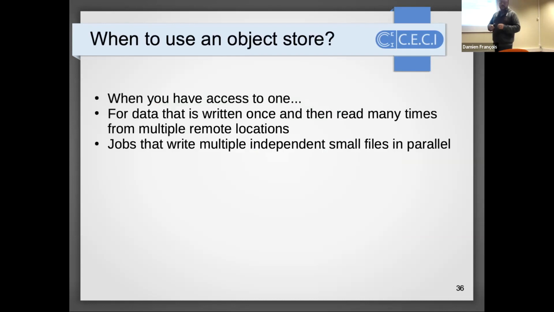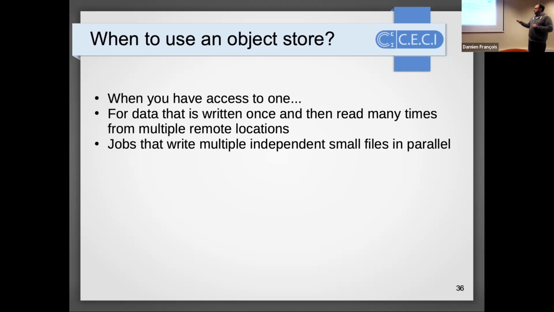So when should you use an object store? First, if you have access to one, this premise is important. But basically, when you have data that is written once and read a large number of times, the object store is a nice way to store it, especially if you need to read it from multiple locations. As I said, data stored in an object store can be accessed from a larger perimeter than simply the computers that are part of the cluster attached to the file system.